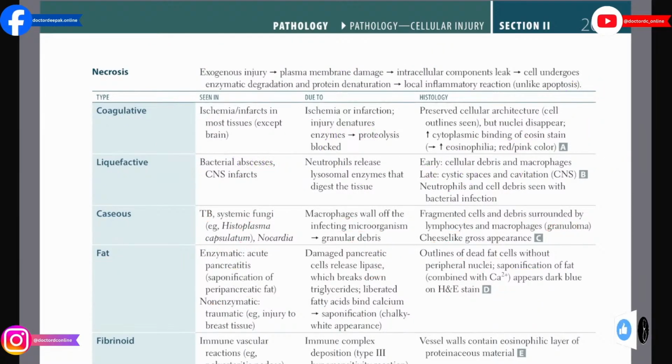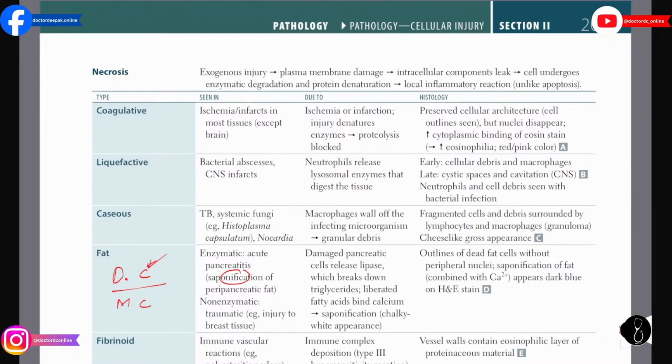You guys can tell me what is the difference between dystrophic calcification and metastatic calcification, because they can ask you in the exam. Saponification is an example of dystrophic calcification. So if they ask you in the exam, saponification is an example of what kind of calcification? It is a dystrophic calcification.